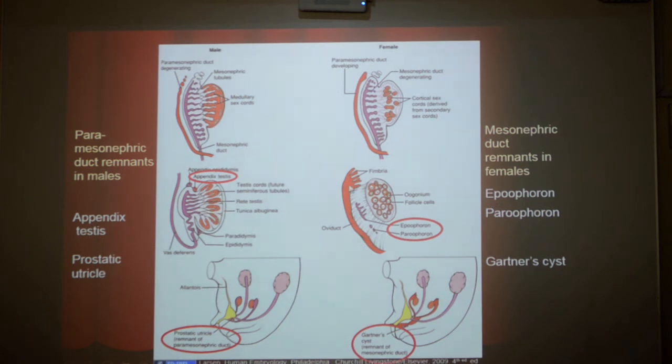And then, of course, in the female, you can see the paramesonephric duct is forming, the oviduct, and then the picture will show you more about the uterus and others. So look at this picture, and you should not have any problem identifying the structures associated with this.